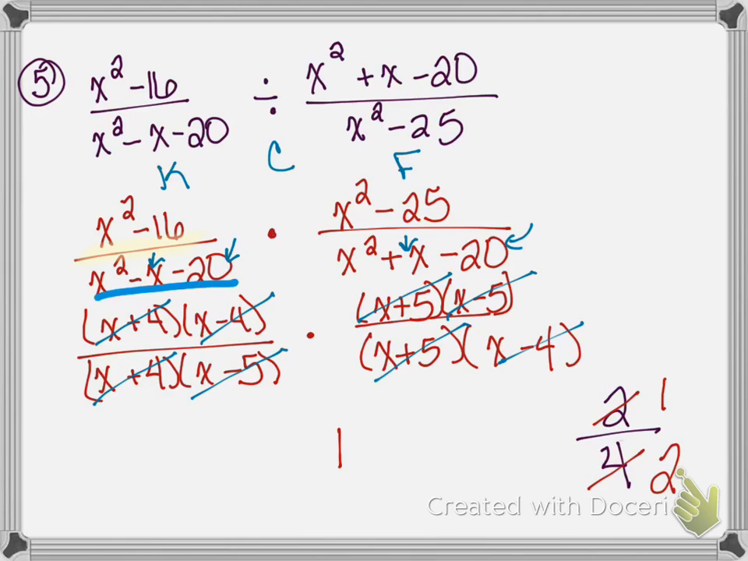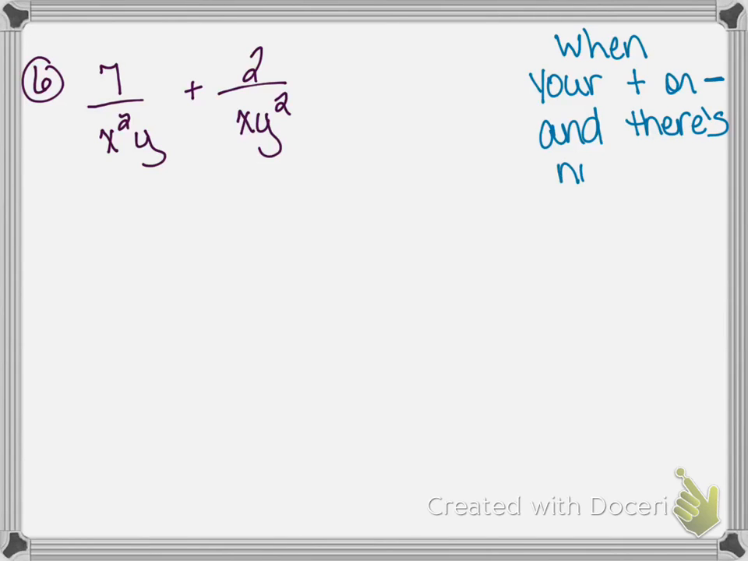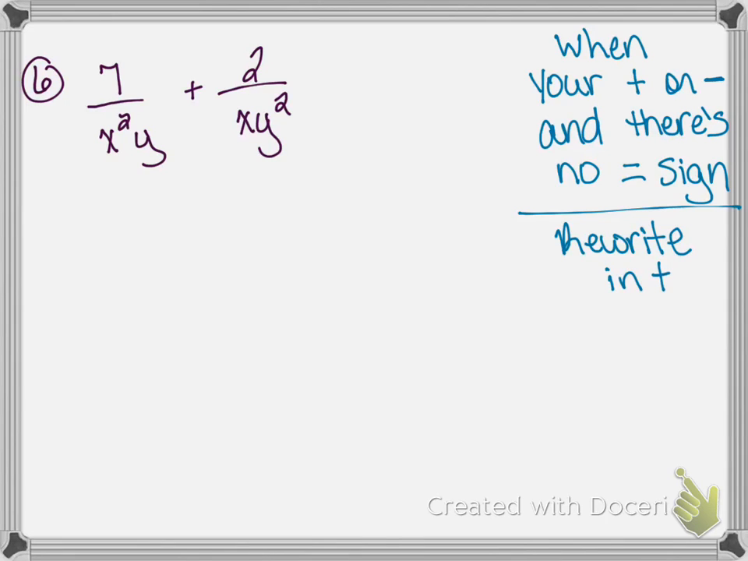Now, on the back, we have 2 problems that look like this, and then we have 2 problems that have an equal sign. When no equal sign is present, let me add to that, when you are adding or subtracting, and there's no equal sign, you are going to rewrite in terms of a common denominator.